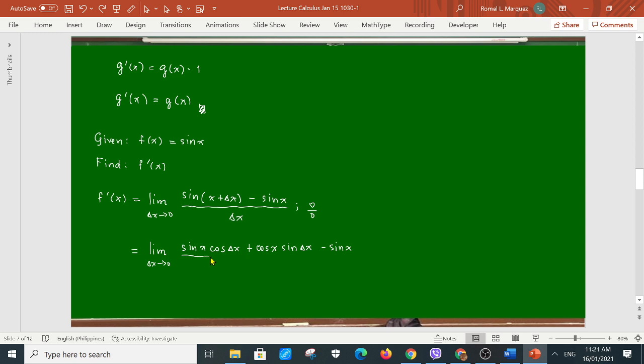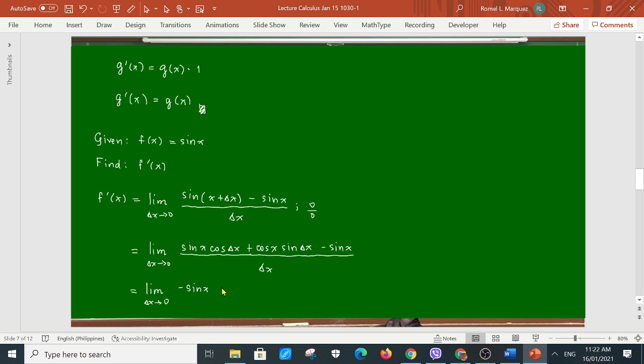It's hard to draw a straight line. All over delta x. So limit as delta x approaches 0, from the first term and last term, I can factor out negative sine x.